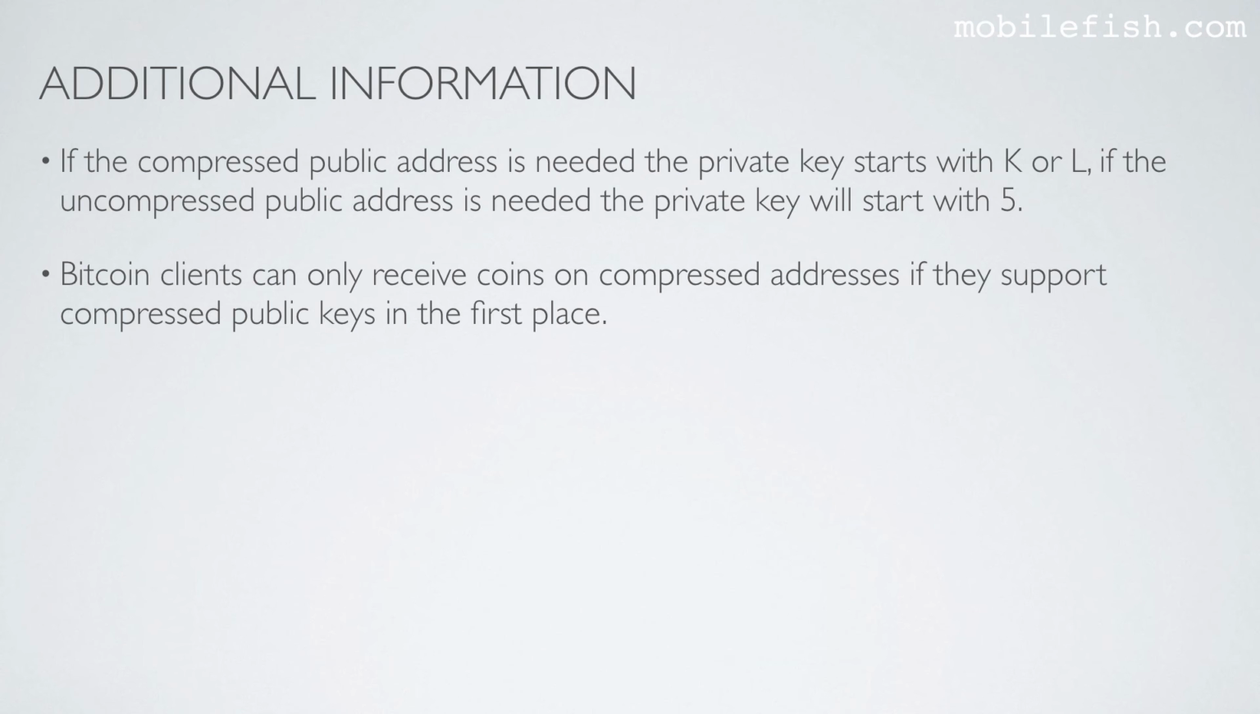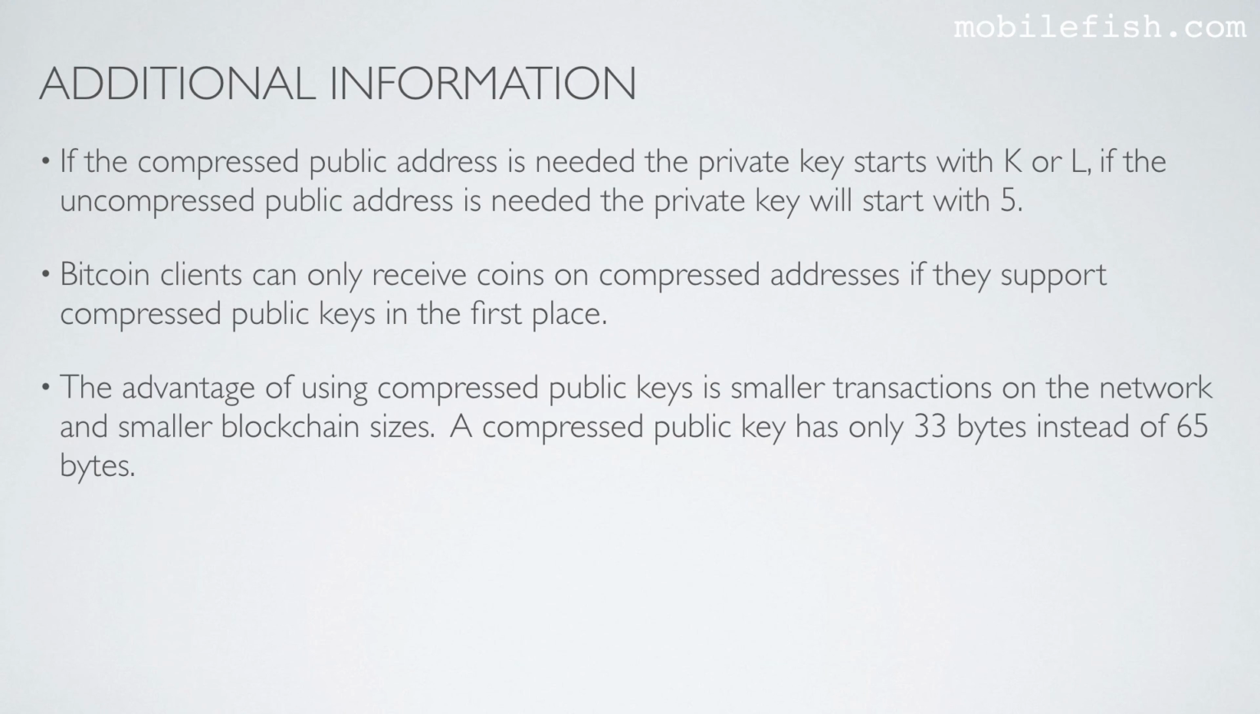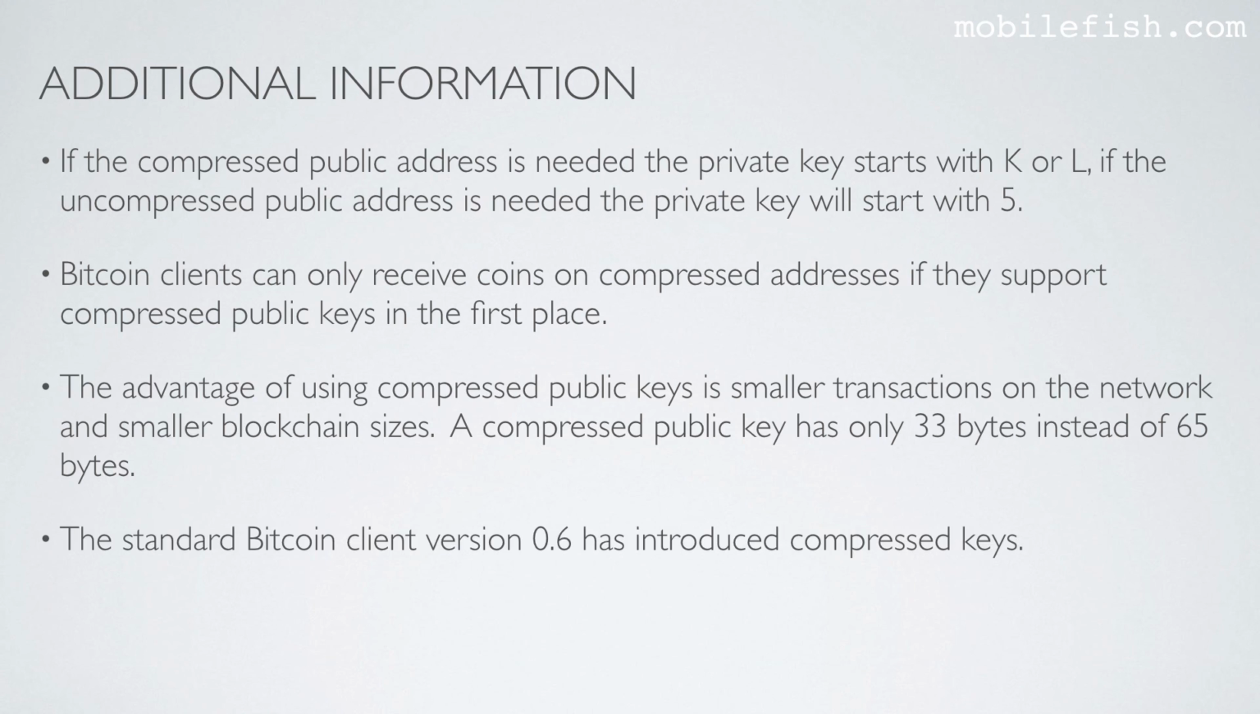Bitcoin clients can only receive coins on compressed addresses if they support compressed public keys in the first place. The advantage of using compressed public keys is smaller transactions on the network and smaller blockchain sizes. A compressed public key has only 33 bytes instead of 65 bytes. The standard Bitcoin client version 0.6 has introduced compressed keys.